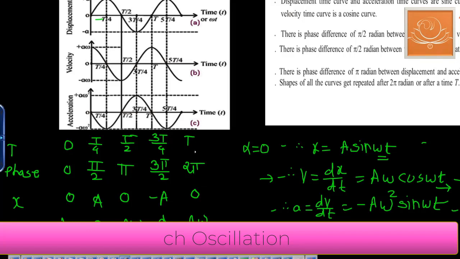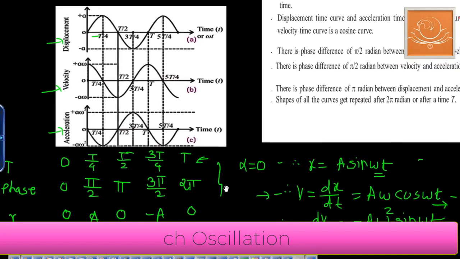And last, at t equal to T, that is phase equal to 2 pi, acceleration equal to 0. Now draw the graph using these values. The graph for displacement is nothing but the sine curve. If we plot the values for displacement at T by 4, T by 2, 3T by 4, 5T by 4, the graph becomes like this. For velocity, the graph is like this. It is nothing but the cosine curve. And for acceleration, it is again a sine curve.